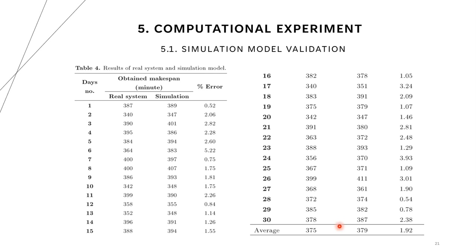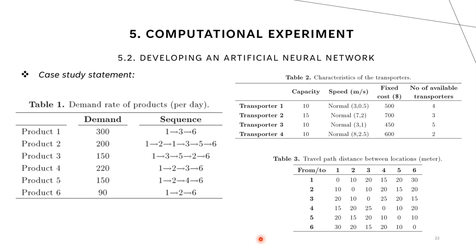In this section, we investigate whether the simulation model behaves in accordance with the actual system or not. The simulation results of 30 days are compared with the actual measurement data in terms of makespan for each day. As presented in the table, there is an error less than 2%, showing high accuracy of the desired simulation model. Let's talk about the case study of the research.